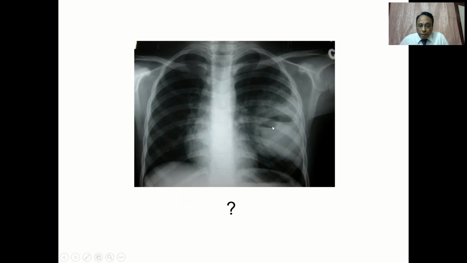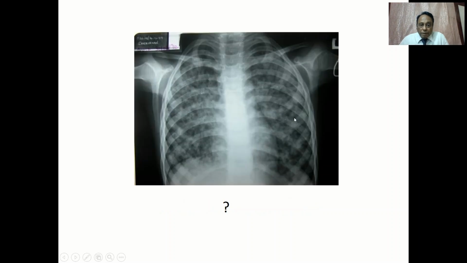Look at the air and fluid filled cavities. You can see them in the left side mid zone. Such a picture goes with abscess. So, multiple lung abscesses in the left lung. Can you see bilaterally a miliary mottling-like picture?